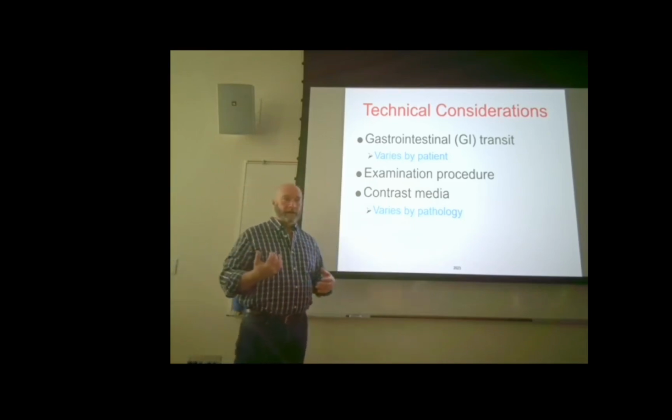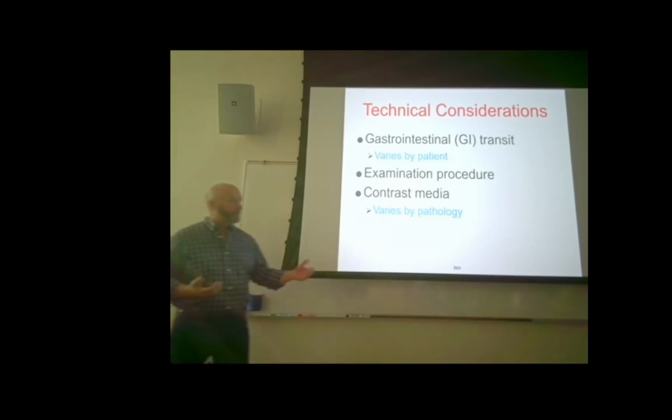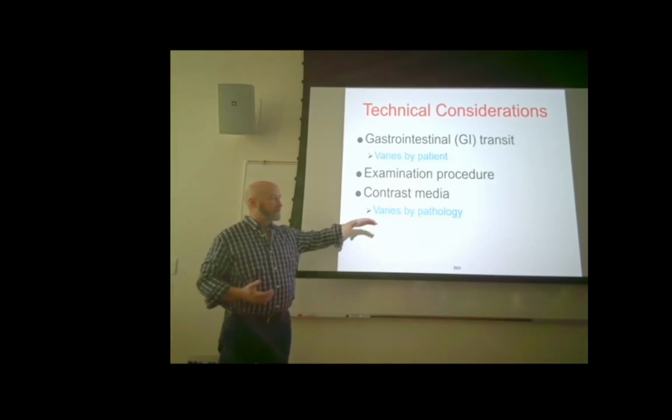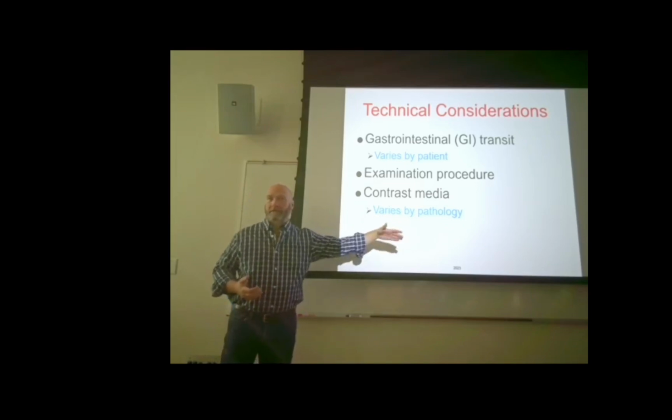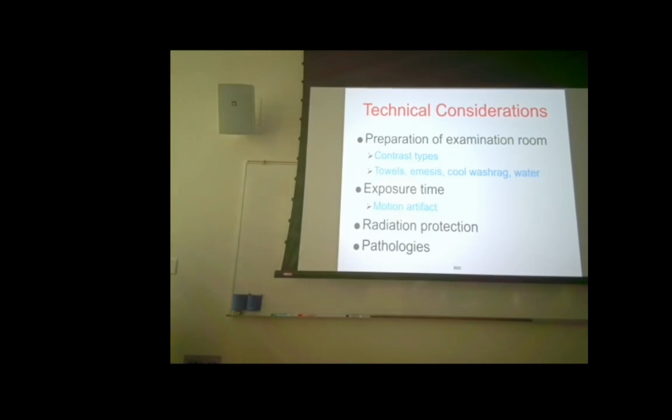That doesn't work with iodinated contrast. It's always going to be barium. So if the patient's suspected of having a pathology like a diverticula, diverticulitis, inflammation of an outpouching in the colon or in the small intestine, then we're going to use air contrast, and it's going to be with barium. So it varies by pathology, what's going on with the patient.